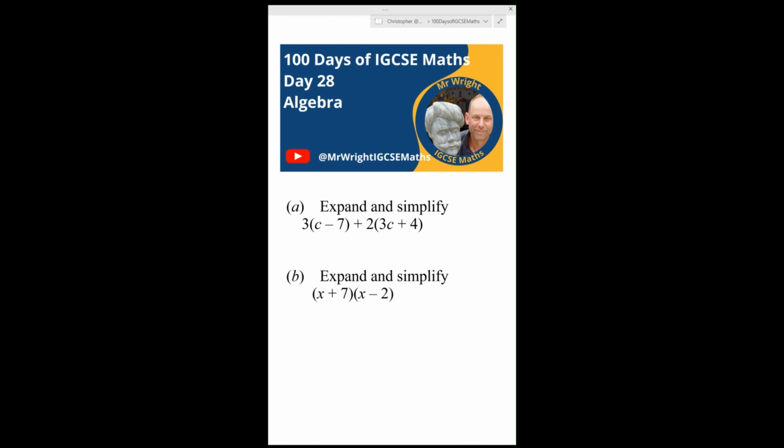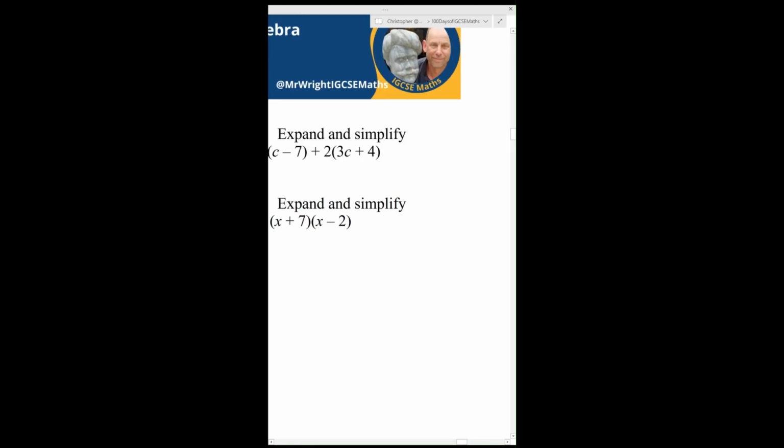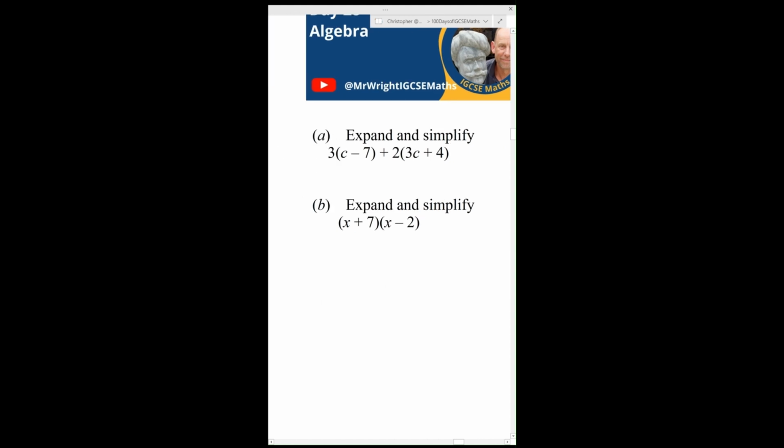Right, I'm going to expand these two brackets in turn. 3 lots of c minus 7 plus 2 lots of 3c plus 4. I'm going to tidy up: 9c's and minus 13. Expand and simplify. I'm going to have x squared. And now I've got plus 7x minus 2x gives me plus 5x, and plus 7 times minus 2 is minus 14.